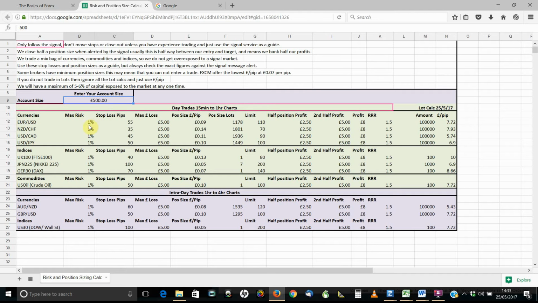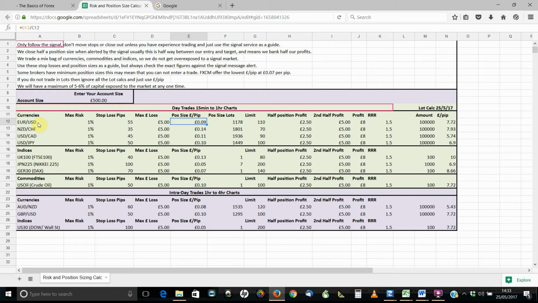So at £500, a 1% max risk means our maximum loss that we're allowed to take is £5 per trade. As a result of that, it means we're trading a trade size of 9p on the euro-US dollar, which doesn't sound a lot, and you're not going to make loads of money doing this, but the idea is this: you learn how to trade and learn how to build up a consistent account.